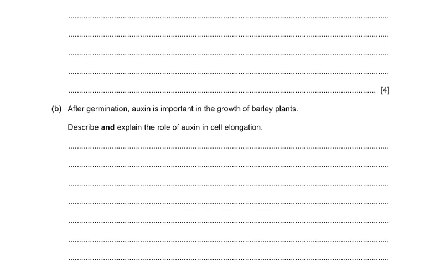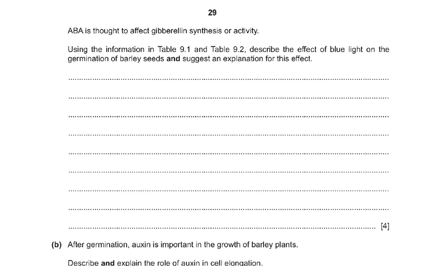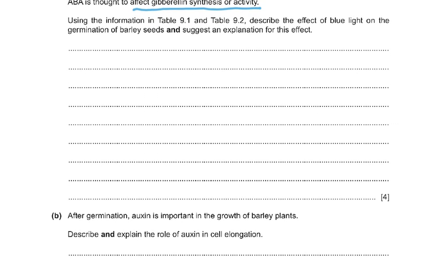Now let's look at the question they're asking us. ABA is thought to affect gibberellin synthesis or activity. Using the information in table 9.1 and table 9.2, describe the effect of blue light on the germination of barley and suggest an explanation for this effect. So the explanation is important. Describe would be easy, of course. Blue light decreases germination.